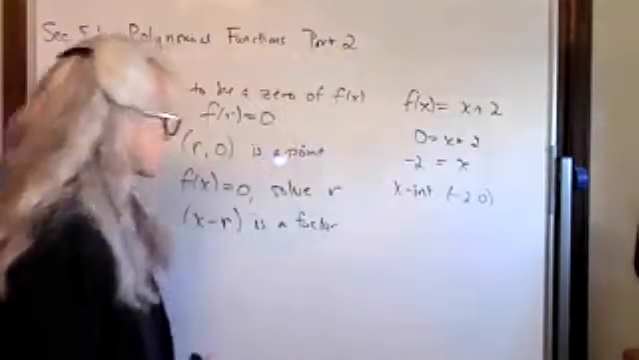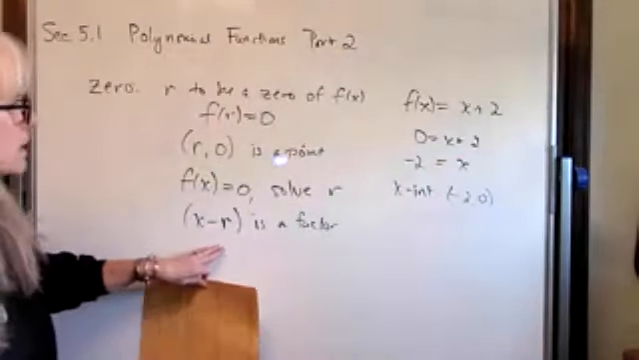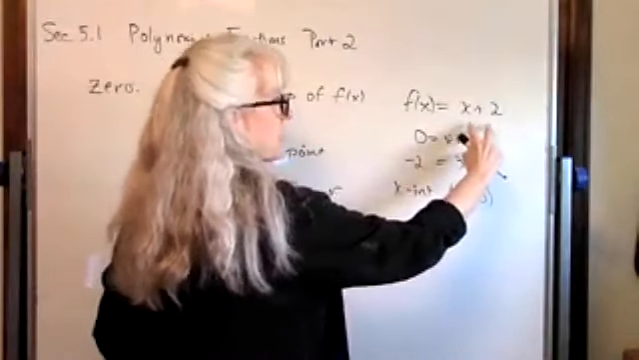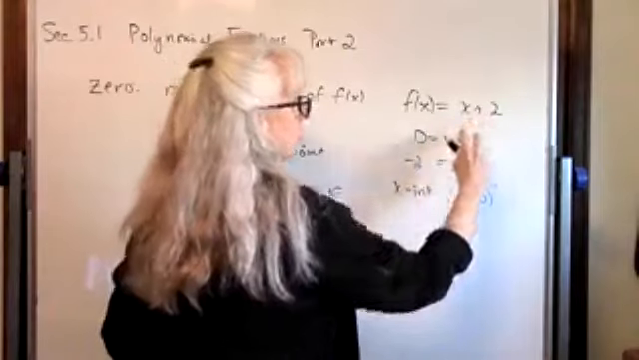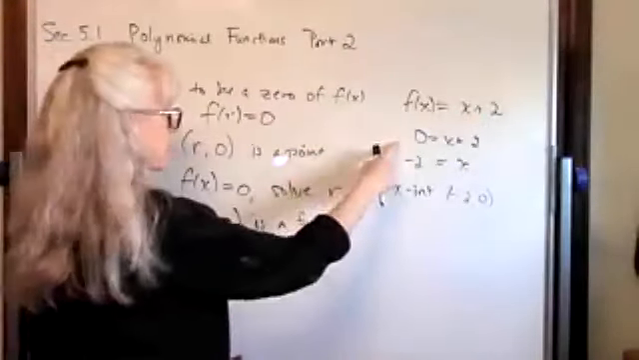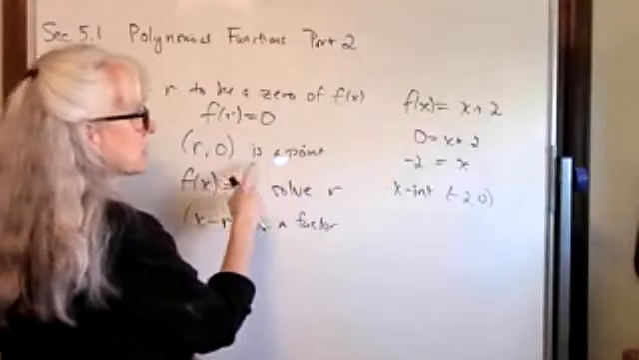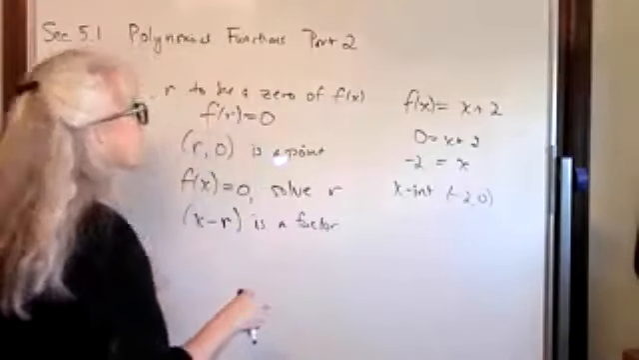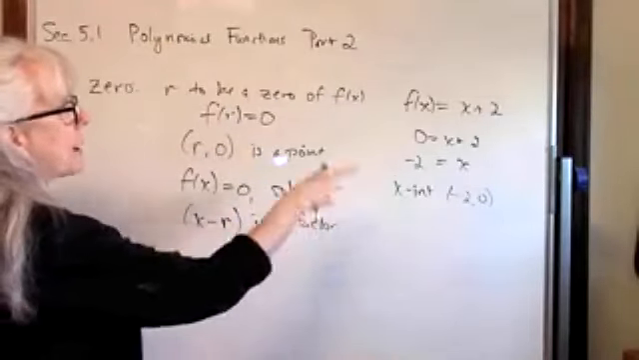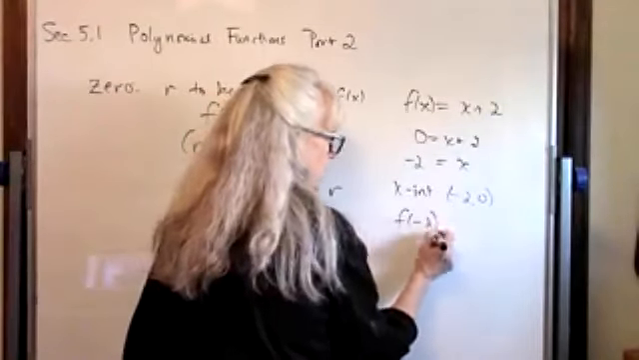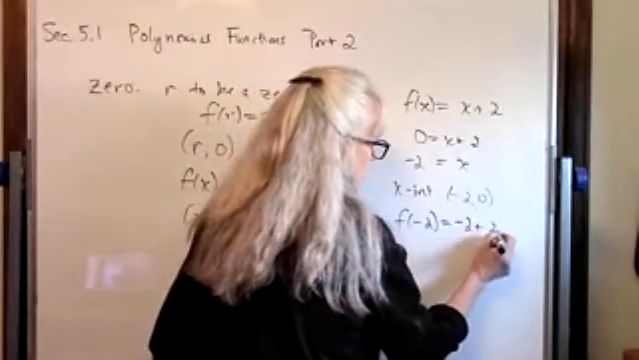Okay, so let's backtrack and see what all this does. x minus (-2) is a factor, sure is, and x minus a minus 2 gives me x plus 2. We found it by solving that equation, by setting it equal to 0. We know that the -2 is a point on that graph. In fact, it is the x-intercept of that graph. And if we plug -2 back into the function, we will get a 0. So f of -2 is -2 plus 2, which sure enough is 0.